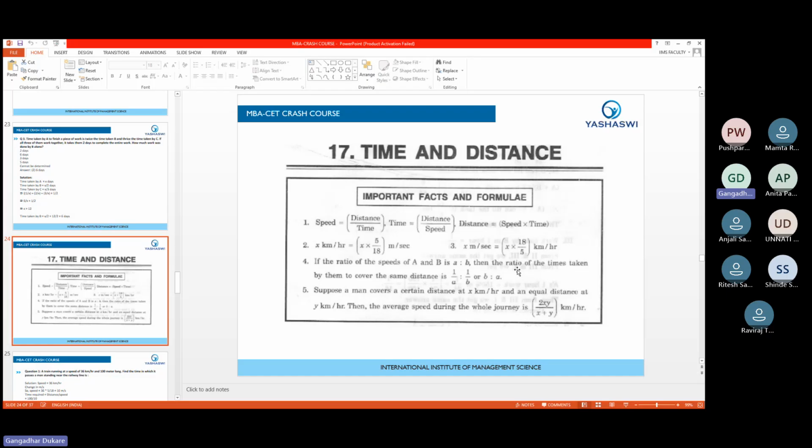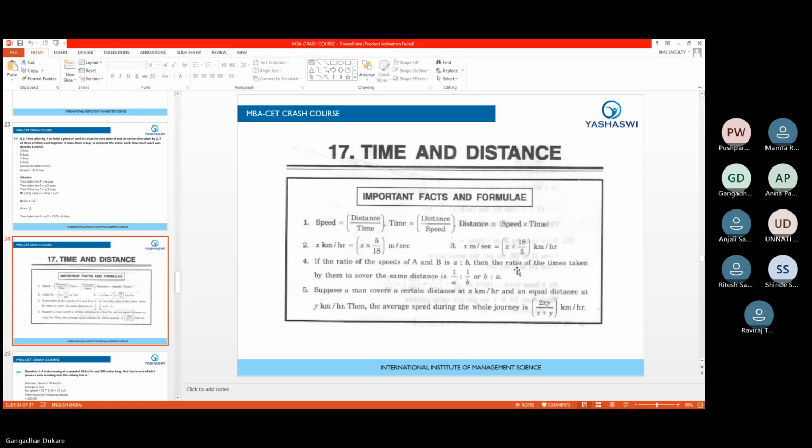If you need to calculate the time, the formula changes: time equals distance upon speed. If you need to calculate the distance, that is equal to speed into time. Only the arrangement of the values changes in this formula. Keep only one basic formula in mind: speed equals distance upon time.